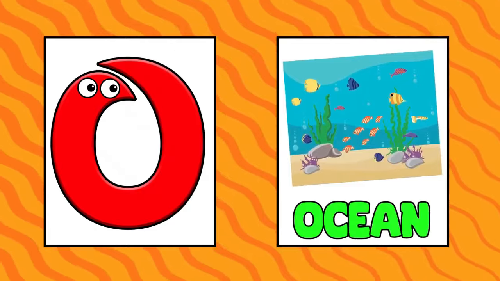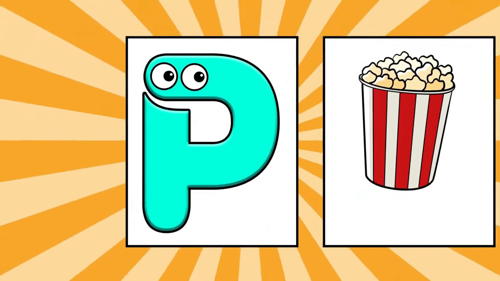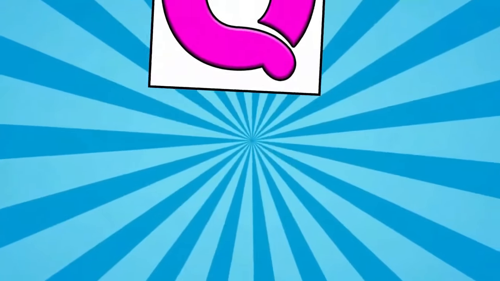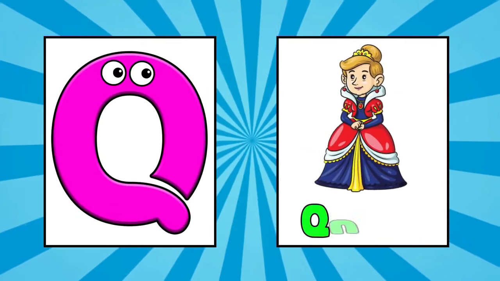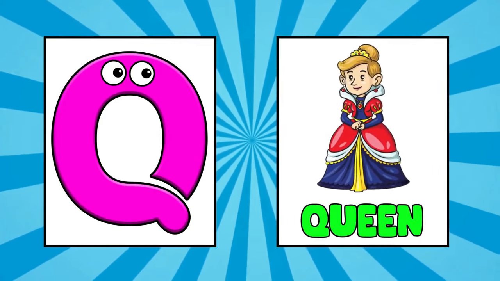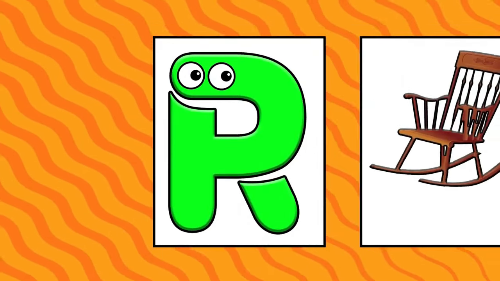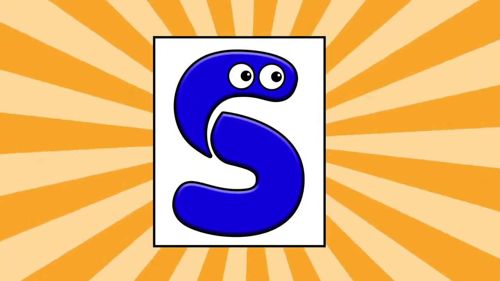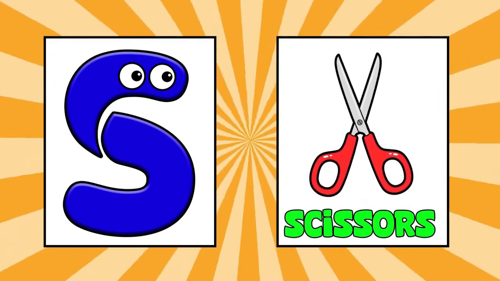for ocean? P. P for popcorn. Q. Q for queen. R. R for rocking chair. S. S for scissor.